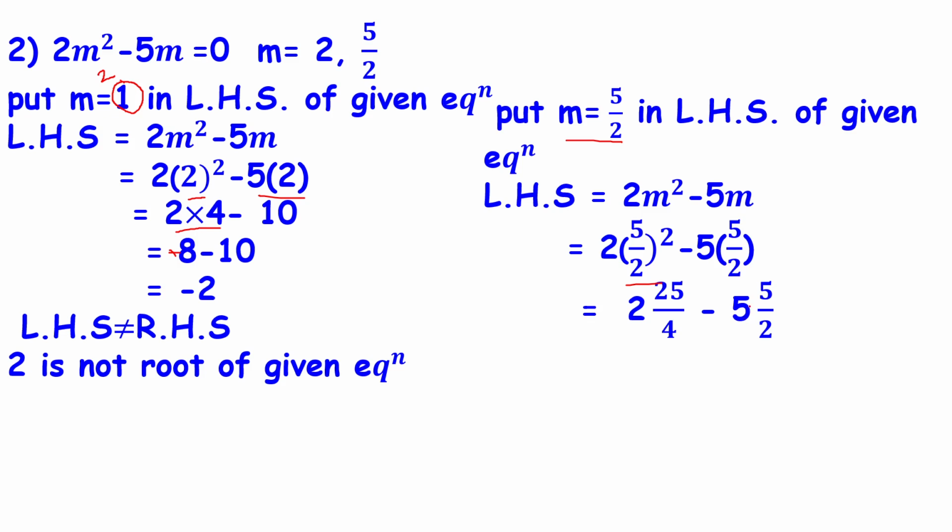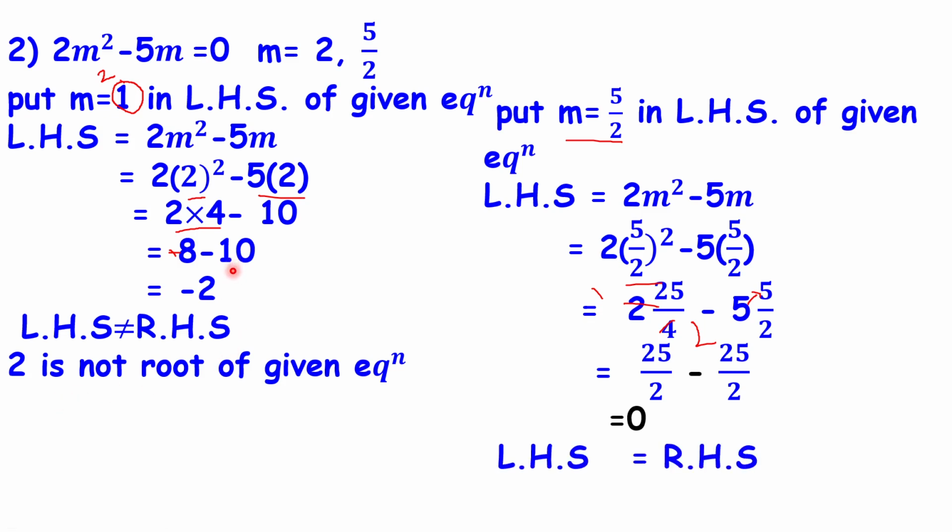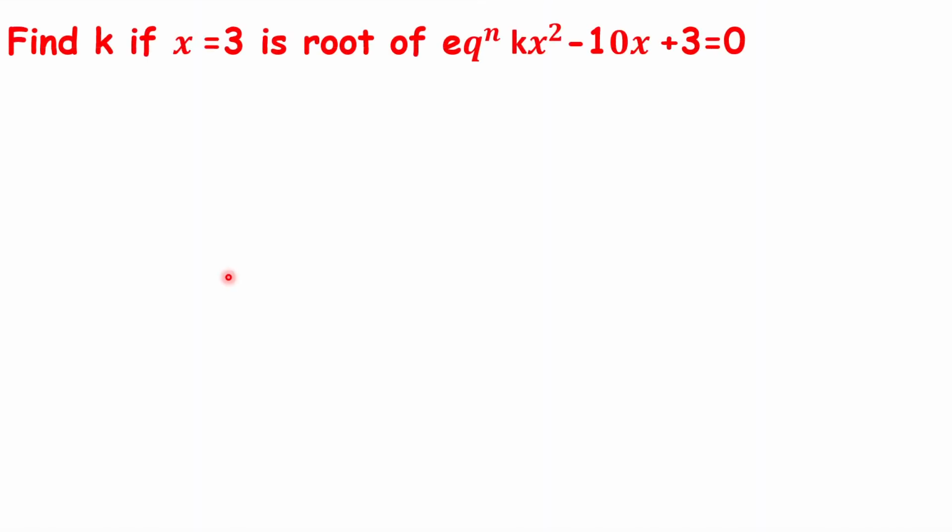We have to take the multiplication of 5. That means 5 5s are 25. Here 2 1s are 2 and 2 2s are 4. Therefore 25 upon 2 minus 25 upon 2. Here both numbers are the same. Therefore their subtraction is 0, which is equal to RHS. Therefore LHS is equal to RHS. Therefore 5 upon 2 is a root of the given quadratic equation.